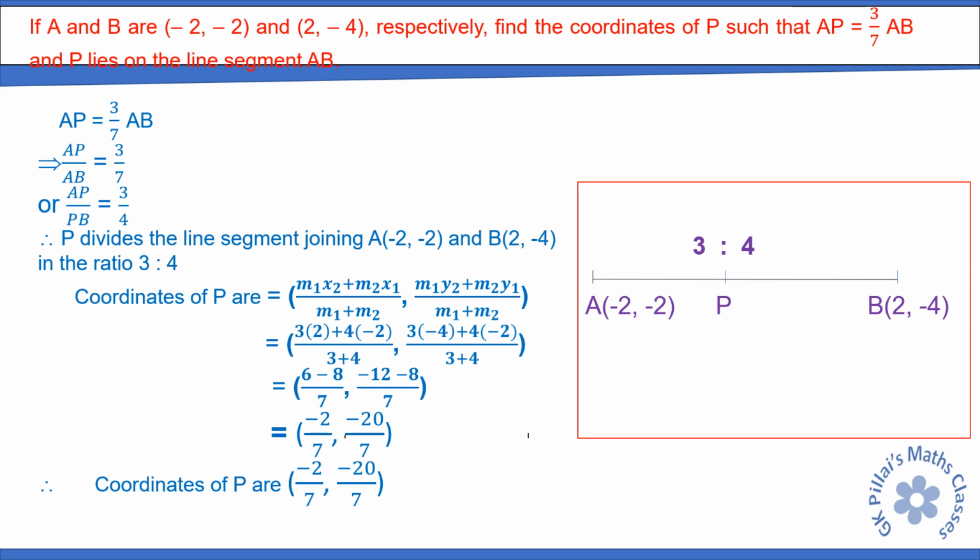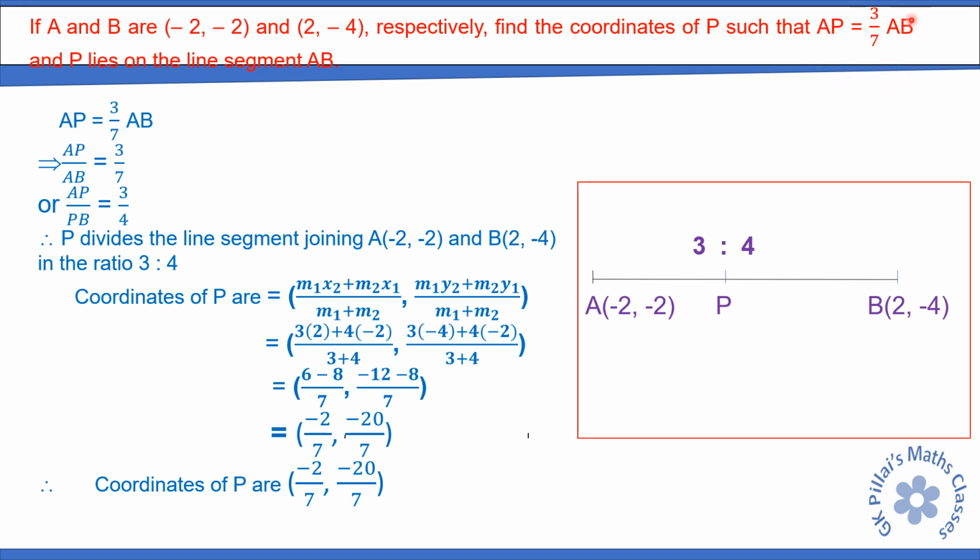The next one, let me read. If A and B are (minus 2, minus 2) and (2, minus 4) respectively, find the coordinates of the point P such that AP equals 3 by 7 AB and P lies on the line segment AB. In addition to the previous sum which we have just discussed, this is also another important sum, and the students find difficulty in understanding this part.